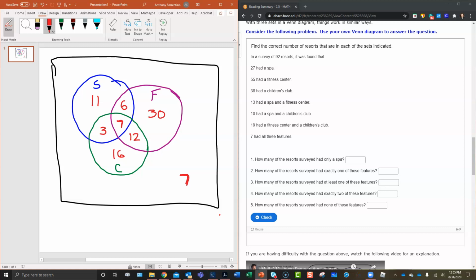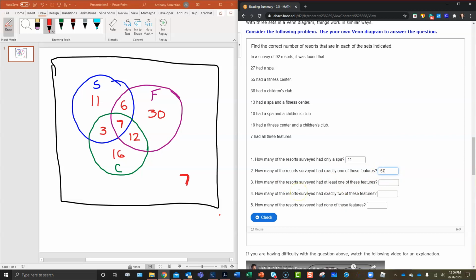How many resorts surveyed only had a spa? Well, that means just the spa, nothing else. That would be the 11 that you have over here in this group right here, because this is the ones that only had a spa. These had some of the other features. So 11 would go there. How many of the resorts surveyed had exactly one of these features? That's not saying which one, but only one of these 3. So you have the 11 that only had a spa, 30 that only had the fitness center, and 16 that only had the child center. So that's 46, 57.